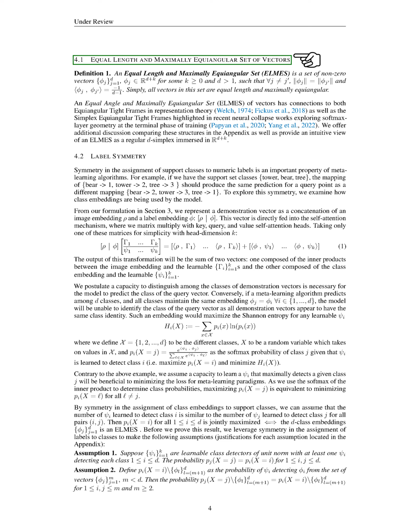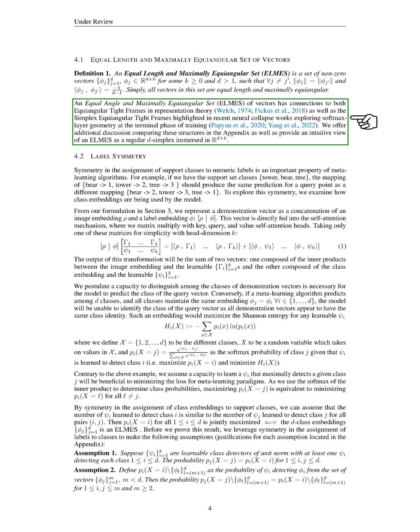An equal length and maximally equiangular set, ELMES, is a set of non-zero vectors that are all of equal length and maximally equiangular. This set of vectors has connections to both equiangular tight frames in representation theory, as well as the simplex equiangular tight frames highlighted in recent neural collapse works exploring softmax layer geometry at the terminal phase of training.